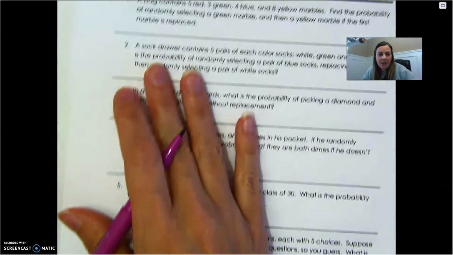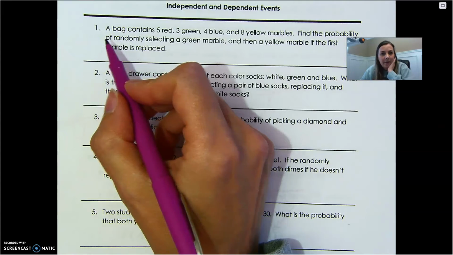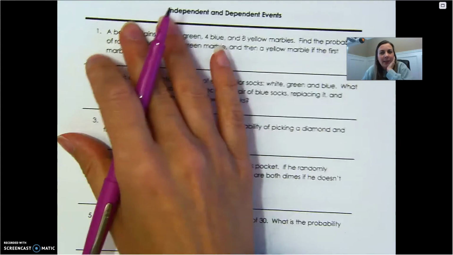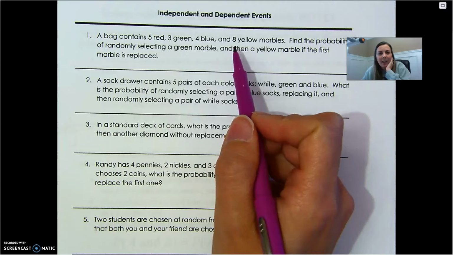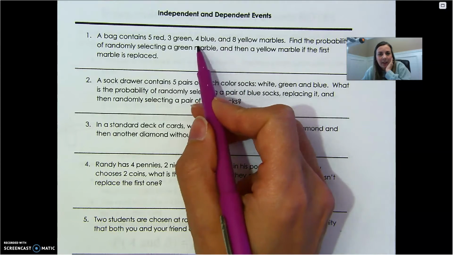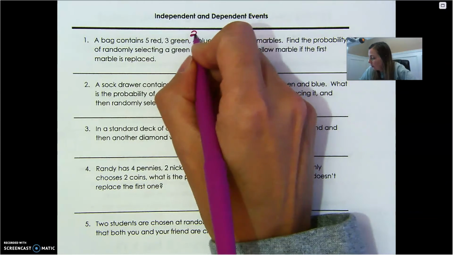This is the page I want to see a picture of when you're all done on Edmodo. All right, let's see how far we can get here before our time runs out. A bag contains 5 red, 3 green, 4 blue, and 8 yellow marbles. That's 8, 9, 10, 11, 12, 13, 14, 15, 16, 17, 18, 19, 20. So we have 20 total.